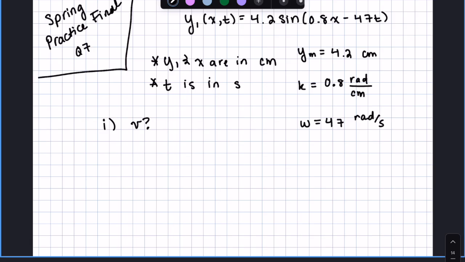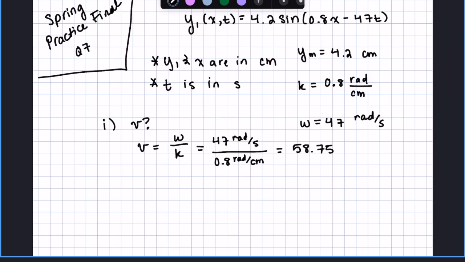So for my wave speed, I can start off by using one of the many definitions of wave speed we have, but since we have omega and k, I'm going to use the one that has omega and k in it, keeping in mind that the 0.8 is in centimeters. So when I take the 47 divided by 0.8, that's going to give me a speed in centimeters per second. Since this is not specifying that I have to report it in meters per second, I'm just going to leave it in centimeters per second for now.